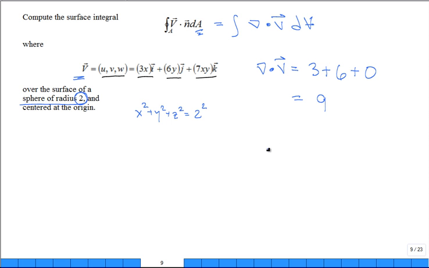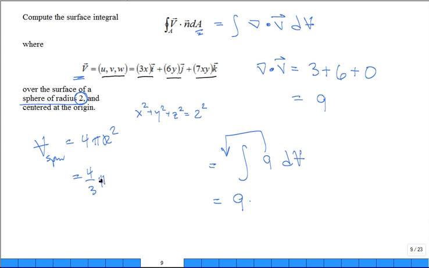So now I have the integral of 9 dV. I pull that outside. And so my answer is just 9 times the volume of the sphere of radius 2. Oh boy, I can't remember the volume of a sphere. Is that 4 pi r squared or 4/3 pi r cubed? I can't remember. Which one is it? Second one, and you can tell by the units. You need length cubed. You need r cubed.